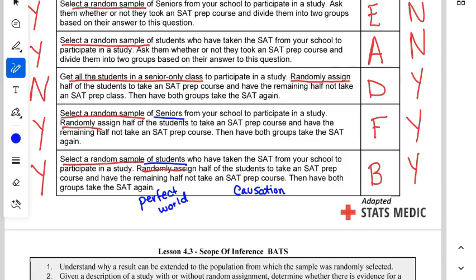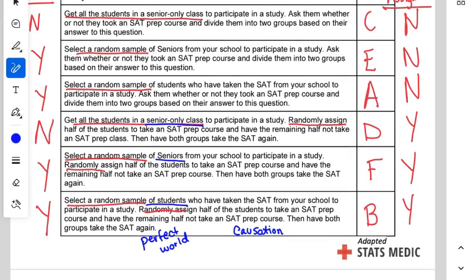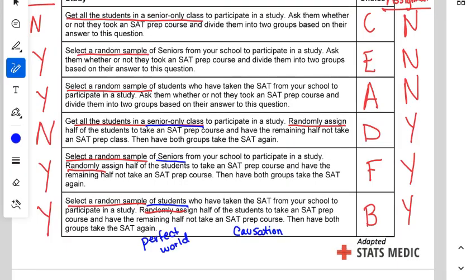And then get the one next to that. This is all students in a senior-only class and randomly assign them. So that's why it's D, which is all students in the class. SAT prep course causes higher SAT scores. So we were able to say causation. And then the ones that do not have a random assignment, see these guys? No, no, no. They didn't have a random assignment, so you cannot say causation, because they were not randomly assigned.